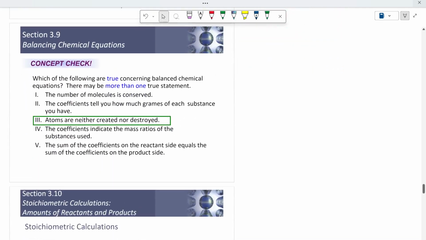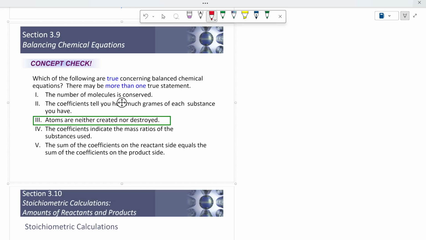Which of the following are true concerning balanced chemical equations? There may be more than one true statement. The number of molecules is conserved. What do you think of this statement? Is it correct or incorrect? To answer the question, you should understand it. What do we mean by the number of molecules is conserved?